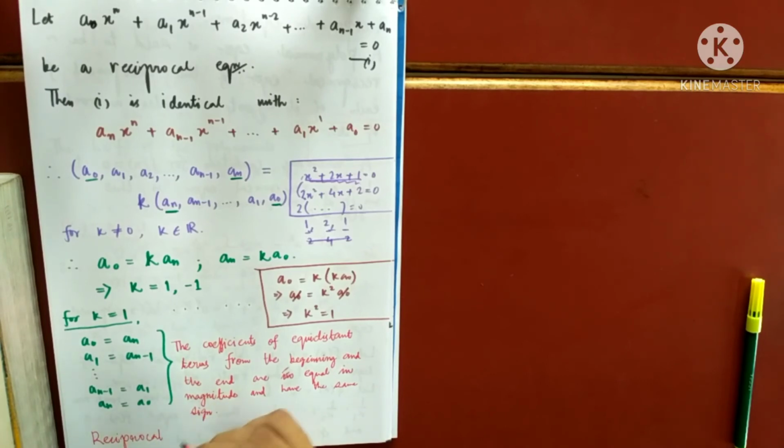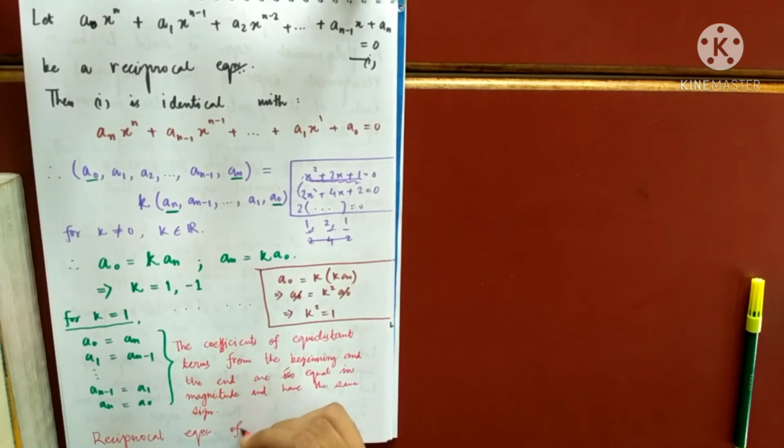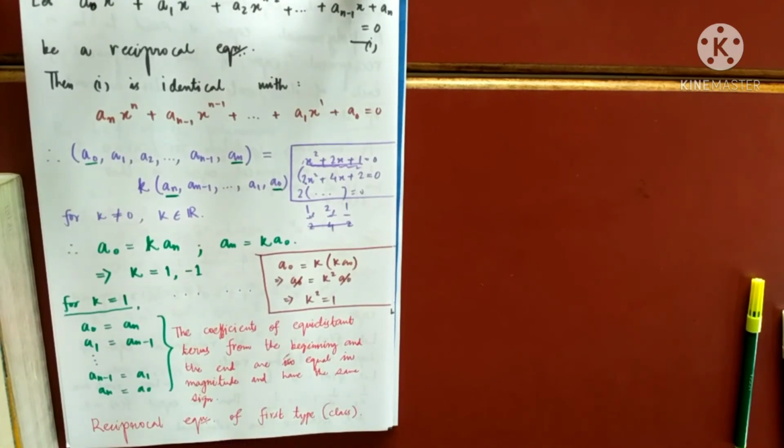Reciprocal equation of first kind, or first type, we also say first class. So if the coefficients from the beginning and from the end are equal in magnitude and the same in sign, then that kind of reciprocal equation is called a reciprocal equation of first type. Okay, this is called a reciprocal equation of first type. And let's do it for when k equals minus 1. Let k equal minus 1.